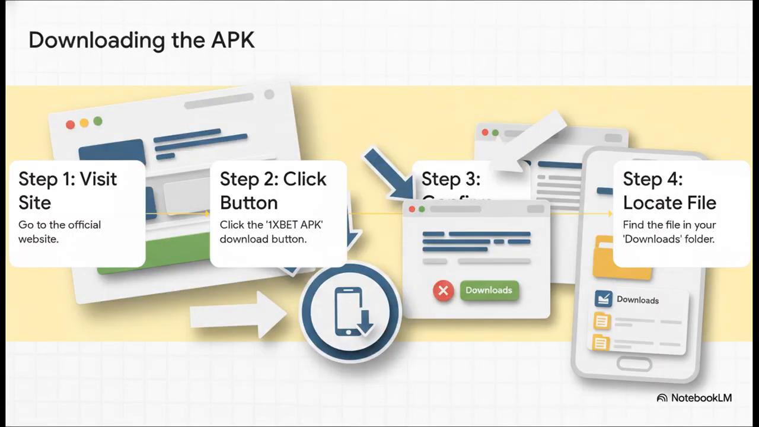First, go to the official website and hit that big APK download button. Now, your browser will probably give you a standard warning about downloading files. Don't worry, that's totally normal. Just tap Download Anyway to confirm. Once it's done, you'll find that new file waiting for you in your phone's Downloads folder.